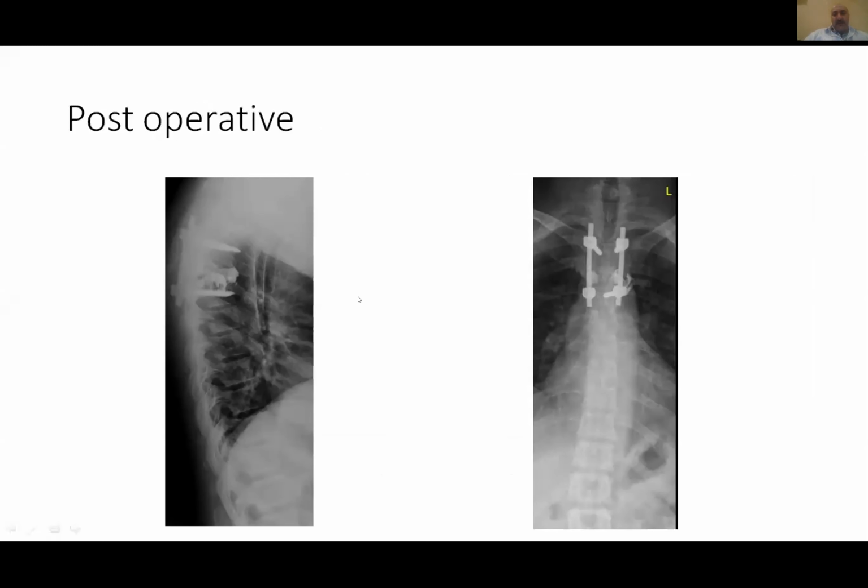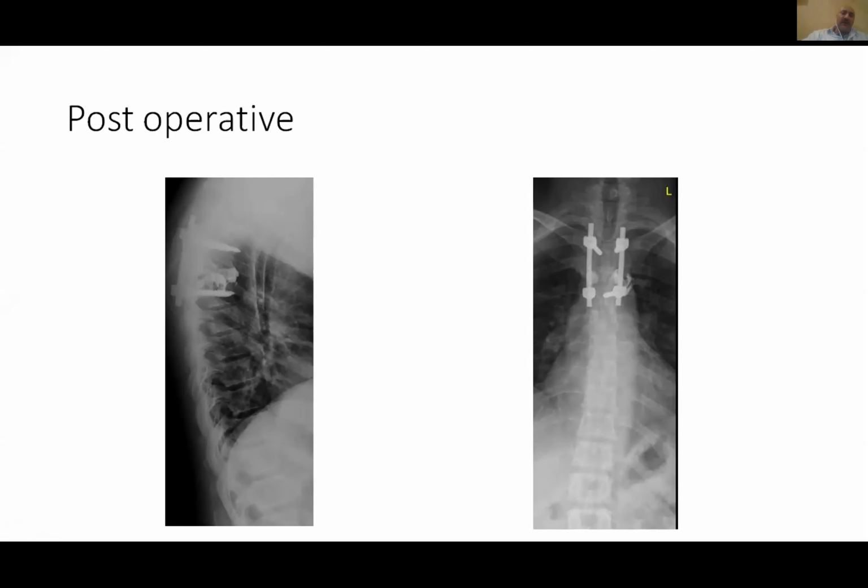If you look here at the X-ray, you can see the surgeon fixed the level above and below, and he put cement. And when you look closely here, you can see there is a cement leak at the left side where he had the symptoms. So now this is confusing actually to me.